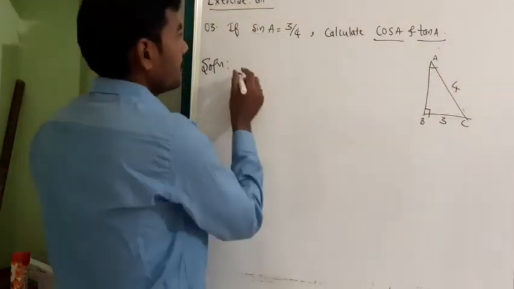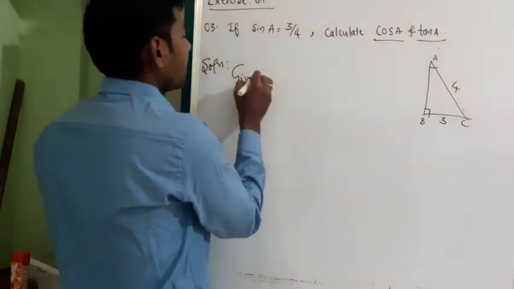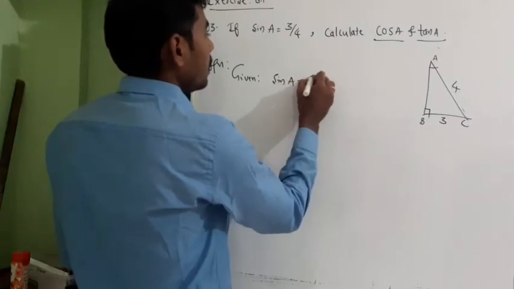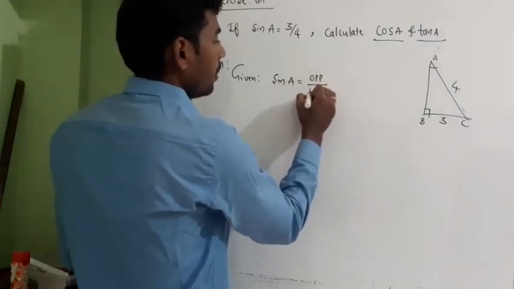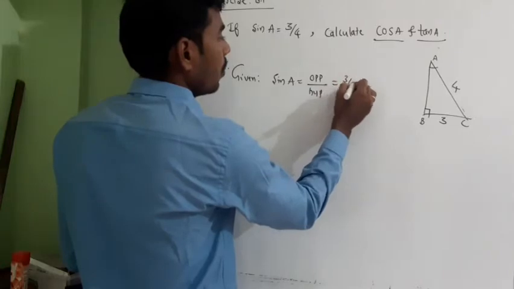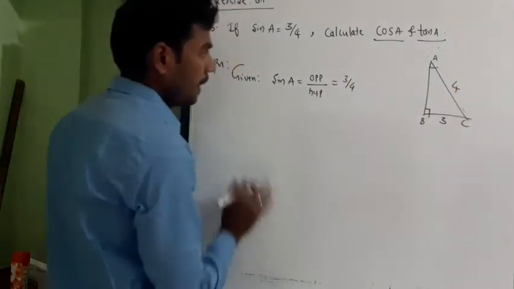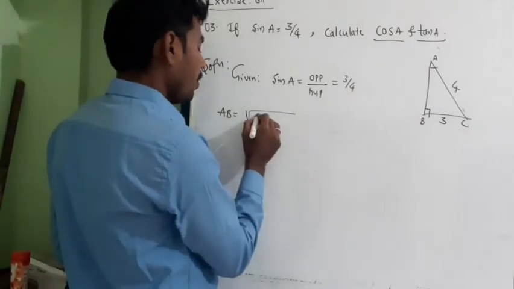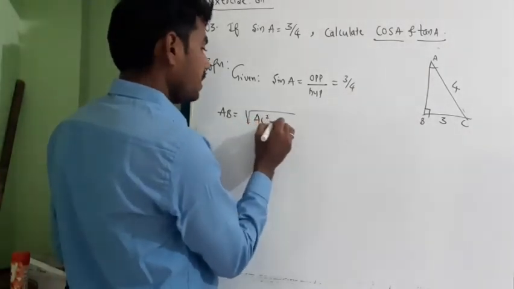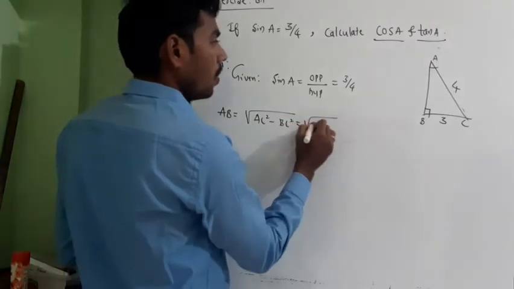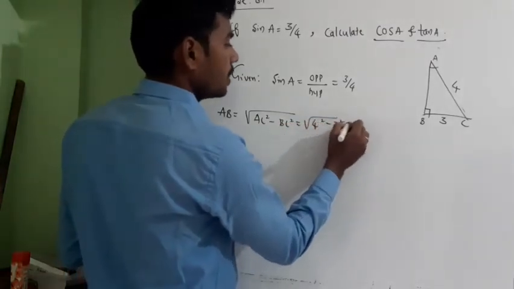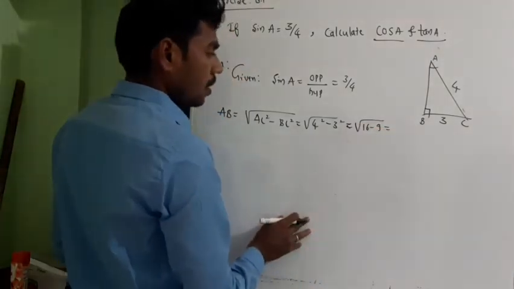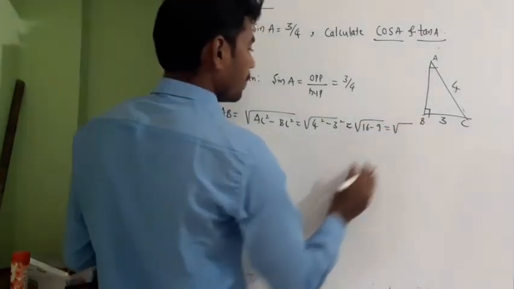Now, given sin A is equal to opposite by hypotenuse, which is equal to 3 by 4. We need AB. AB is equal to square root of AC square minus BC square, that is 4 square minus 3 square, which is equal to root of 16 minus 9.